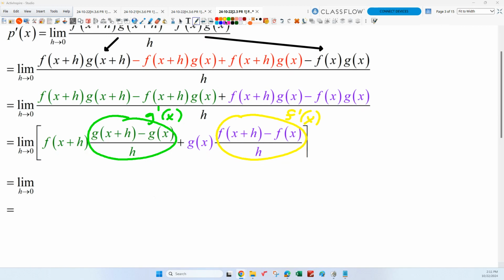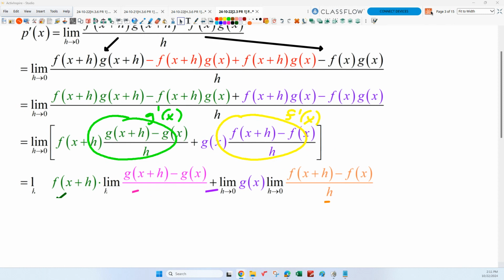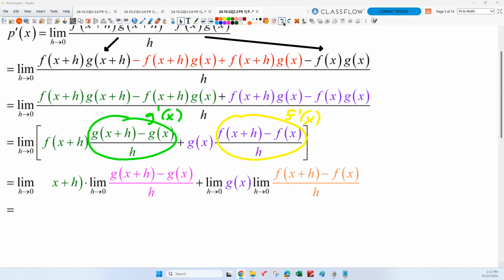Okay, then now this is starting to look a little bit better. I get f of x plus h. What happened to that? Something's... Oh, never mind. I know what happened. Okay, I got to take this.